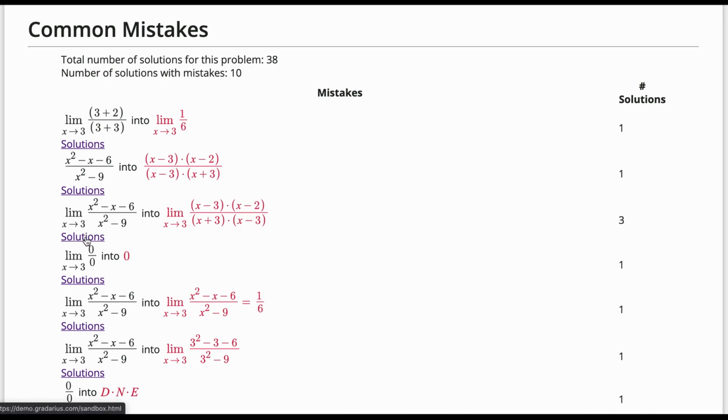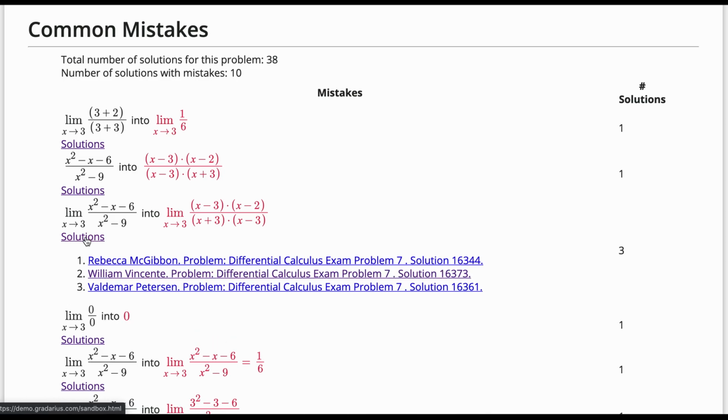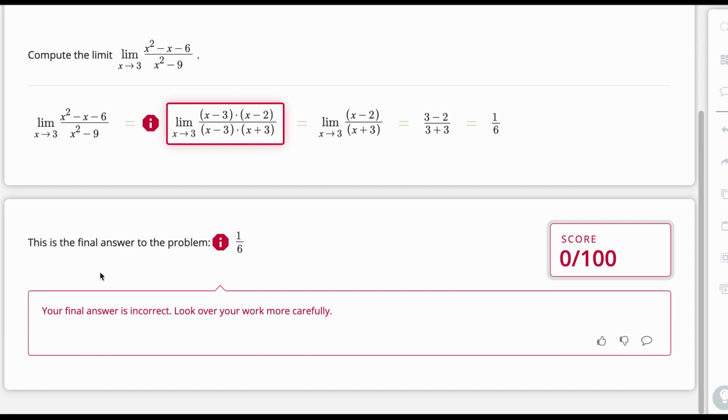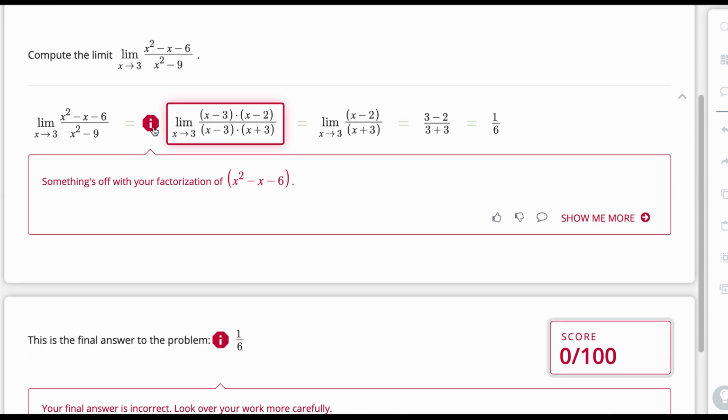And if we click on solutions, we can actually see the exact students that made this mistake. And if we click on one of those students' names, Gradarius will actually take us directly into that student's work and show us the precise context in which their mistake was made. And we can quickly see here that this was an algebra mistake. The student factored the numerator incorrectly.